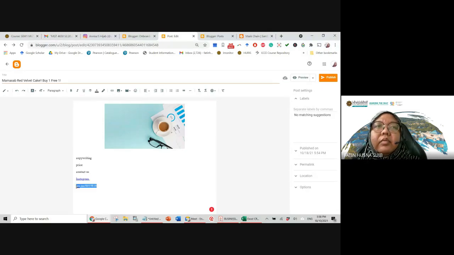And then you can put it, insert link. You need to insert link. It will not appear like that. Sometimes it will appear automatically. And then you click publish. Just click publish. For the labels, I will do it myself.